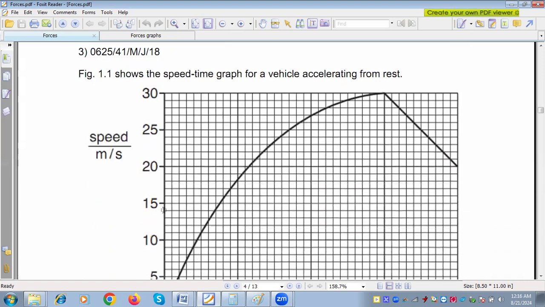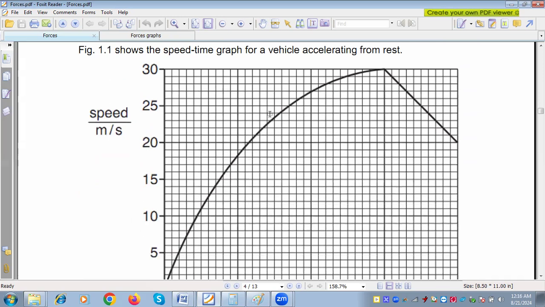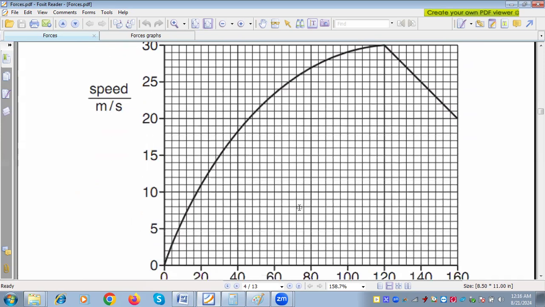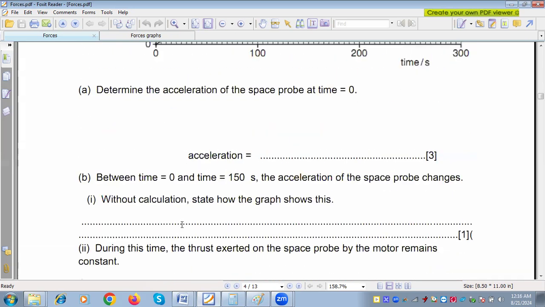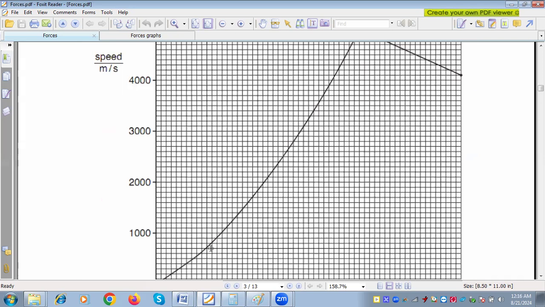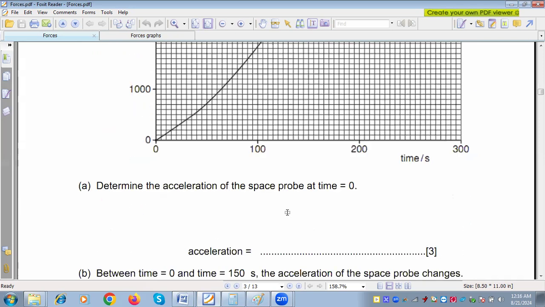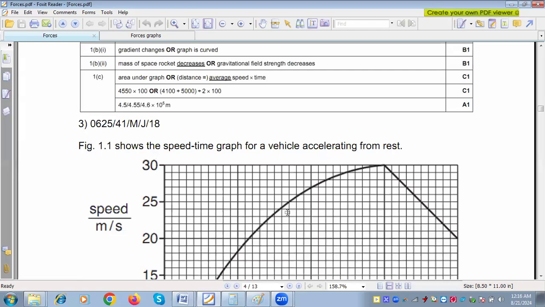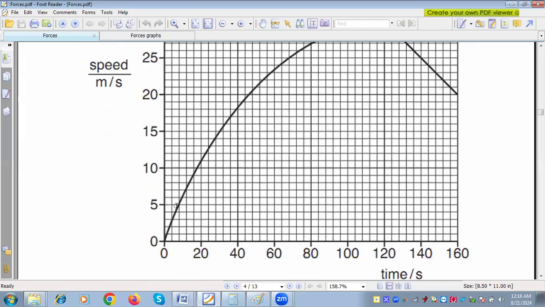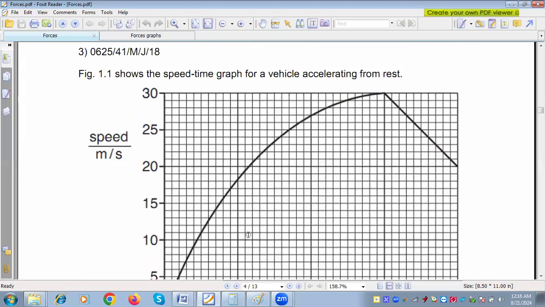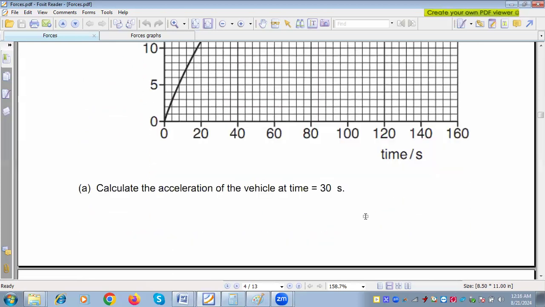Okay, now question number 3. This is again question number 1 of the paper, from variant 41, May/June 2018. This is of a vehicle which is accelerating from rest. Its acceleration in the beginning is greater and the acceleration is decreasing, unlike the previous case where the graph was less steep and later became steeper. Here it is steeper in the beginning, and then later its acceleration decreases and then it decelerates.